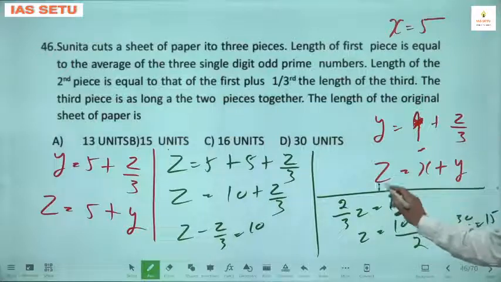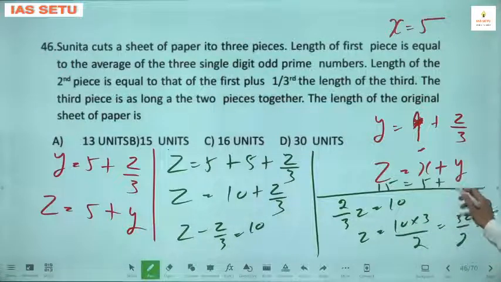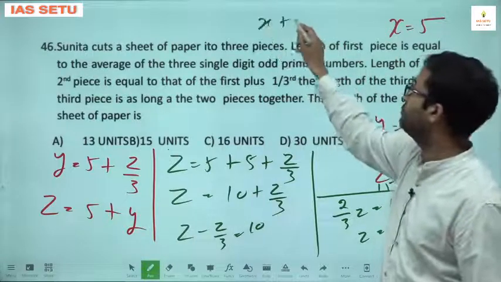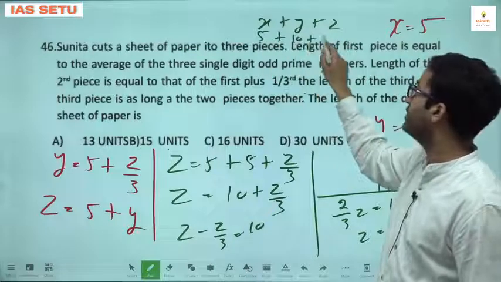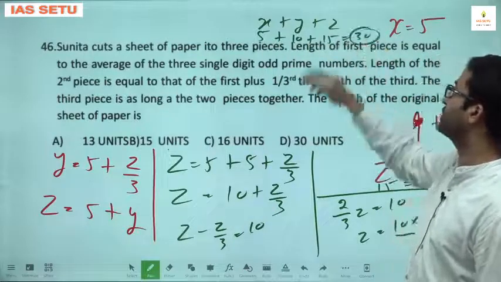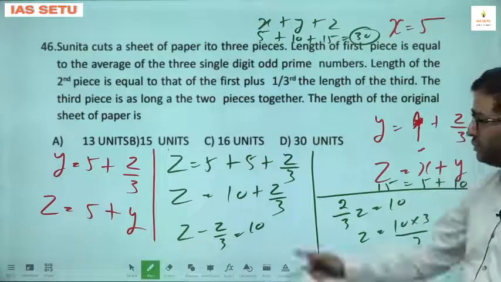If z is 15 and x is 5, what will be y? 10. Then what is x plus y plus z? Actually these three pieces are x 5, y 10, z 15. Total is coming 30. That is the answer. But it is a lengthy process.